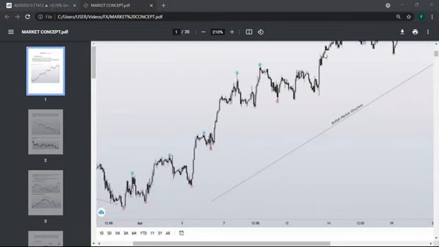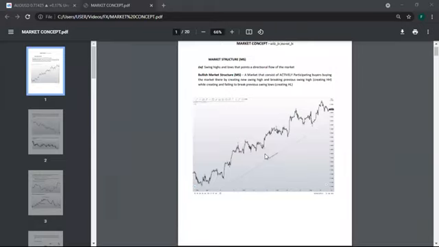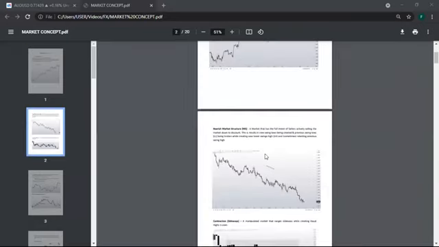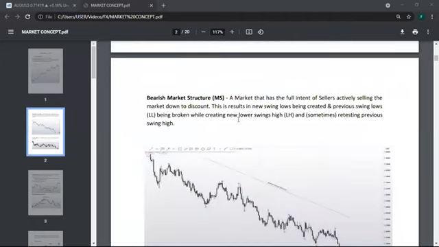So let's go down to the next one. Great. We have the bearish market structure. What is the bearish market structure? We said that the bearish market structure is a market with full intent of sellers actively selling the market down to discount. This results in previous swing lows being broken, creating lower lows, while creating new lower swing highs, which are lower highs, and sometimes retesting of the previous swing high.